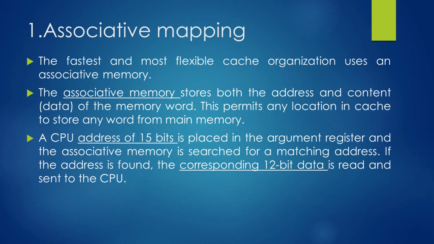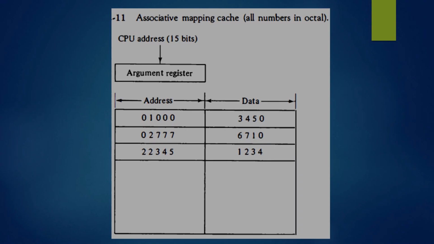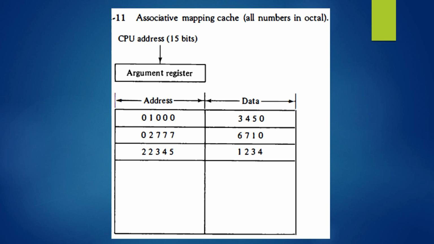Now let us look at the diagram. In the diagram we can see the CPU has kept a 15-bit address to refer to, and it is placed in the address argument register. The same is searched in the associative cache memory, and if found, it will be returned to the CPU.